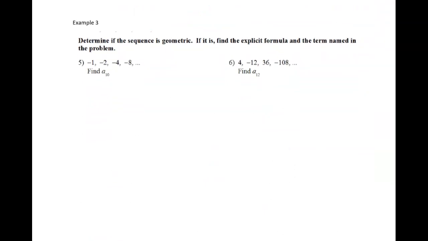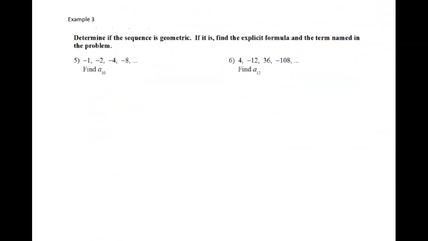Now we have some examples, and we'll actually calculate some terms. So first we have the sequence in number 5. Example 3, number 5, I suppose. We're not actually finding a sub 10 because we're seeing if it's geometric, so we'll find g10.